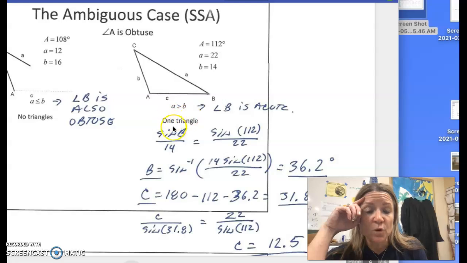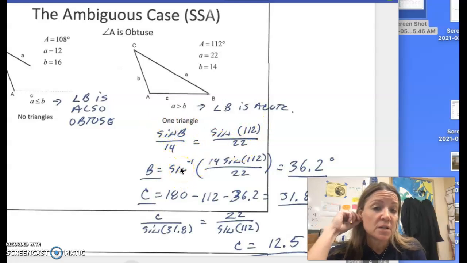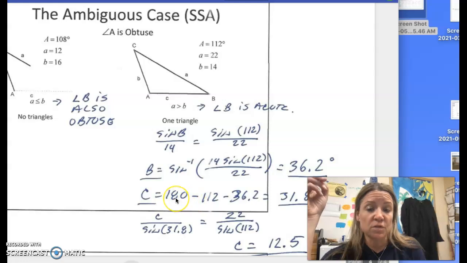Okay, so that means we're going to have one triangle. So we're going to take the sine of B over its opposite side, 14, equal to the sine of angle A, 112, over the opposite side, 22. And then we're going to do the cross product here. That means we actually have to take the inverse sine of 14 times sine 112 divided by 22, and we should get 36.2 degrees. Subtract the two angles that we know, so start with 180, subtract the 112 that they gave us, subtract the 36.2 that we just solved. That leaves us with 31.8.